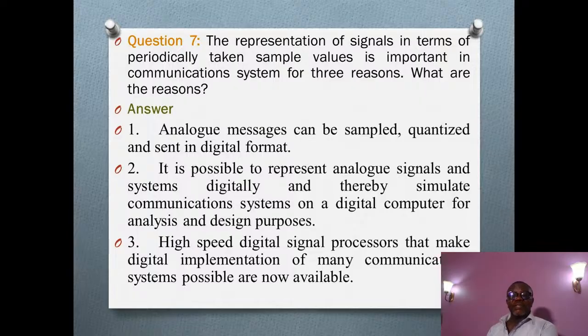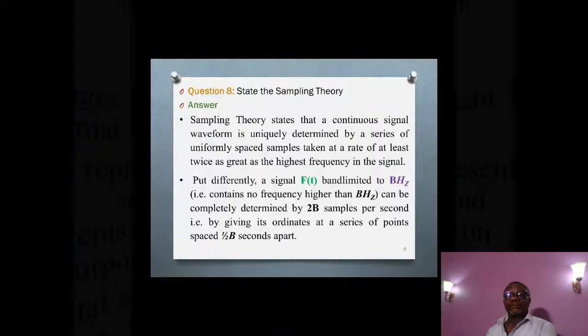Also, high-speed digital signal processors that make digital implementation of many communication systems possible are now available. So it is just a question of going to the market and picking the digital signal processing chip you need to do what you want to do. So you see that when you represent your signals using digital bits, it makes it easy for you to implement what you want to implement.